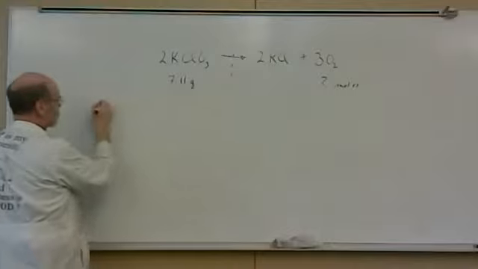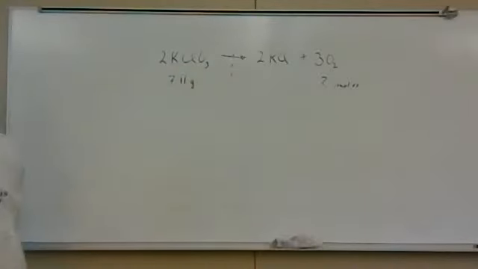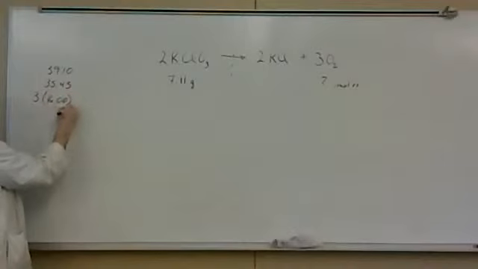So you need the molar mass of potassium chloride. So potassium is 39.10 rounded off. Chlorine is 35.45. And oxygen is actually 3 times 16. Okay?